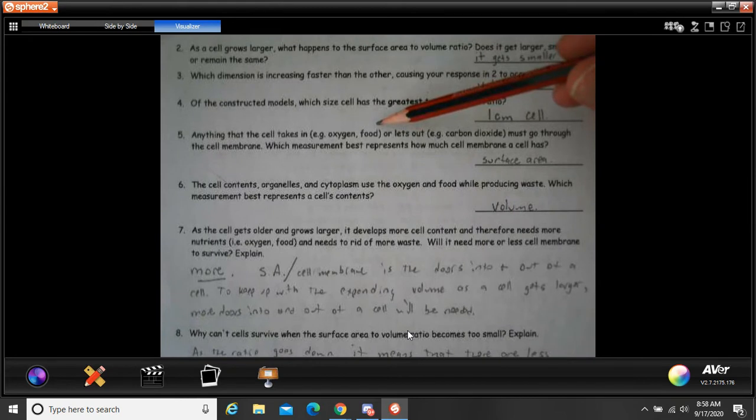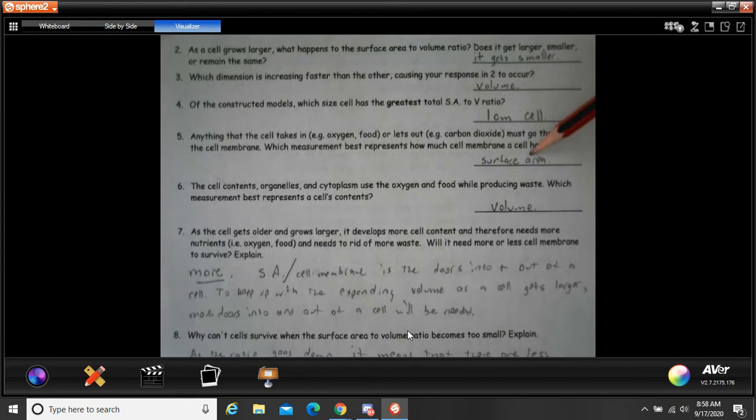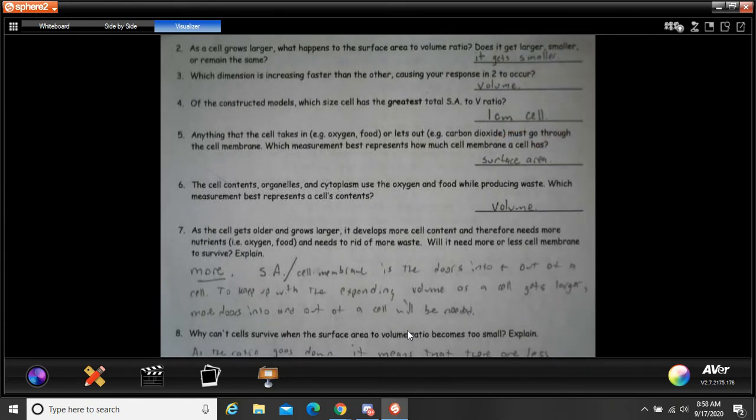The measurement of how things can move into and then out of a cell is the surface area. That would be also represented by the cell membrane, clearly. And then the contents on the inside that need to be fed and waste removed from would represent the volume. So cells have volume, that's their internal contents. They have a surface area, which is their barrier between the outside and the inside, and that's their cell membrane.